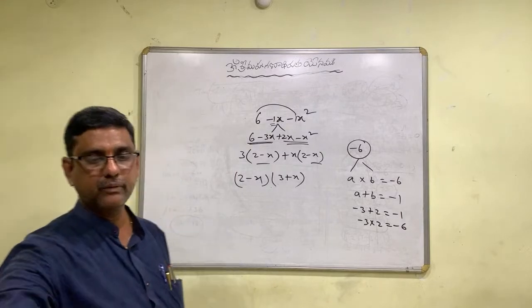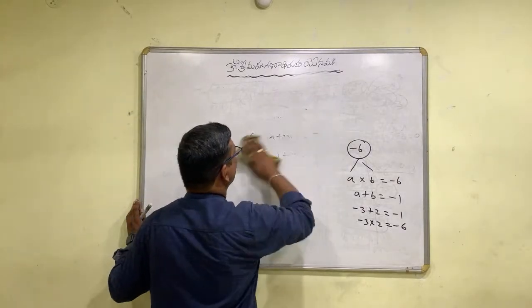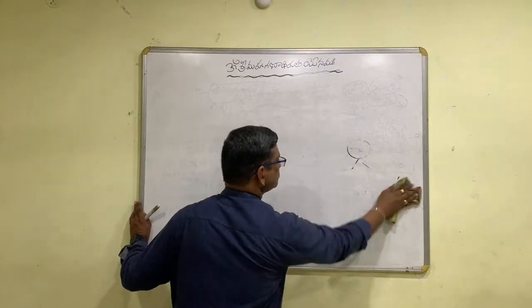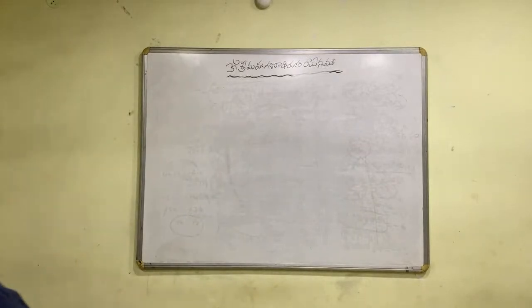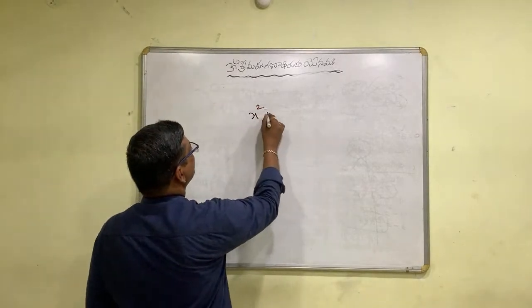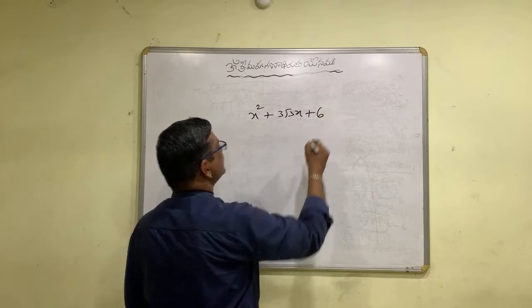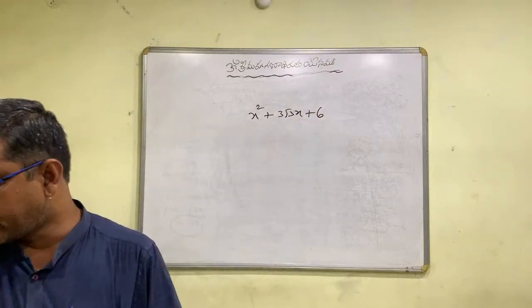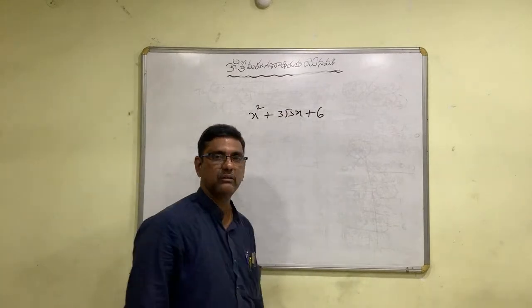Okay, children? Now we'll see one more. Now you see this one. x square plus 3 root 3x plus 6. You see this one.